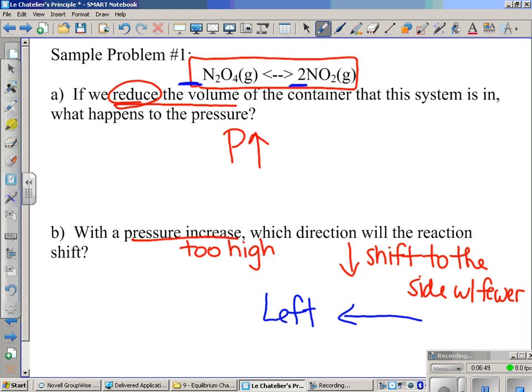Okay, it is going to shift to the left. It's going to make more N2O4, because N2O4 is only 1 particle, whereas the N2O2 side is 2. 1 particle will exert less pressure. So it's going to relieve this problem of pressure that we have. Okay, let's take a look at another problem.